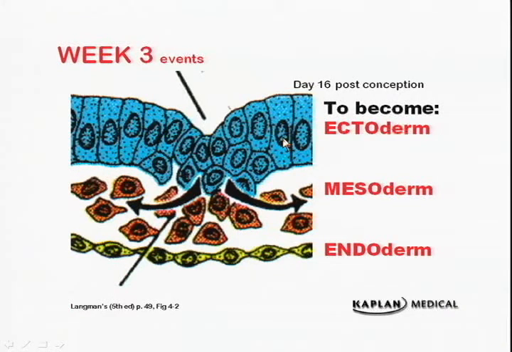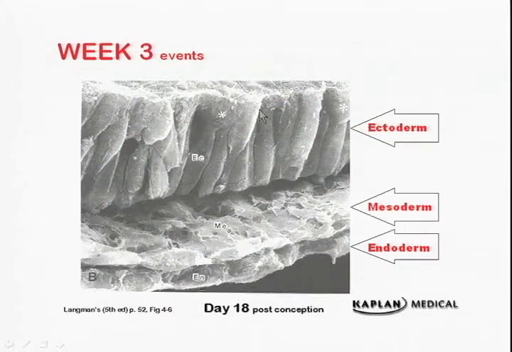Again, ectoderm, mesoderm, endoderm. This is a rat embryo, and you can see the ectoderm on the top, the endoderm on the bottom, and the mesoderm, which is in the middle. This is day 18 post-conception, which is the 3rd post-conceptional week.